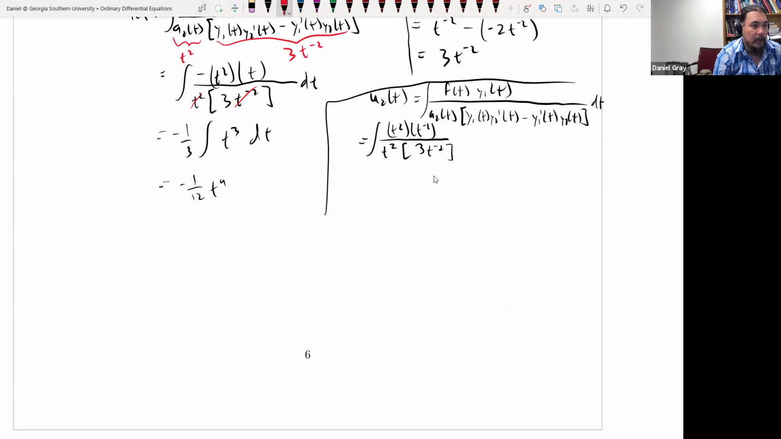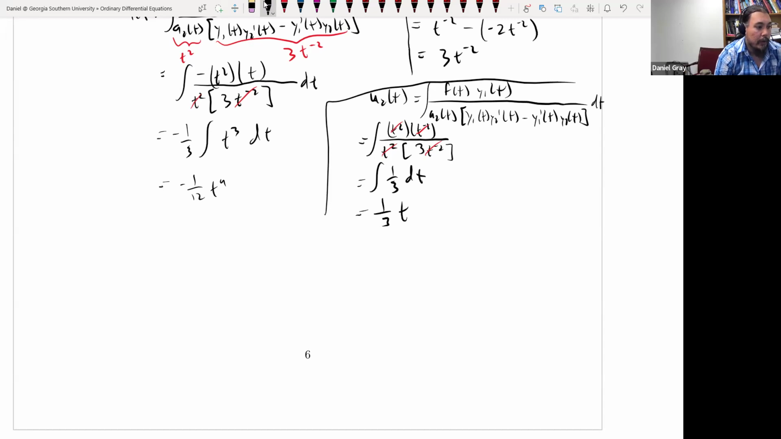So again, we get cancellation. T squared times t to the negative second. Okay. And so this is just going to be the integral of 1/3 dt, which is just 1/3 t.